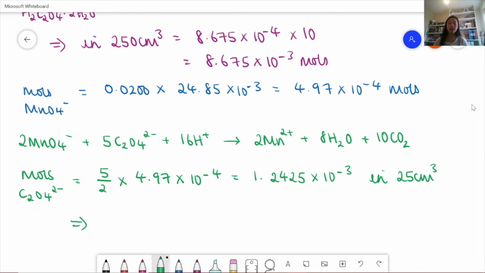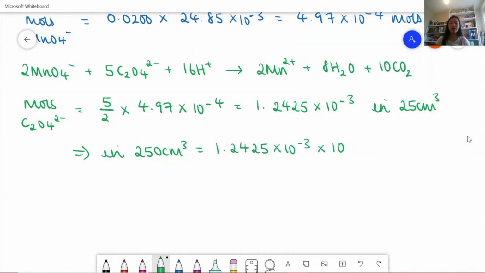And so that means that in 250 centimeters cubed, the moles is equal to 1.2425 times 10 to the minus 3 multiplied by 10. And so this gives us 0.012425 moles. And again, now we need to think about what this manganate actually reacts with.